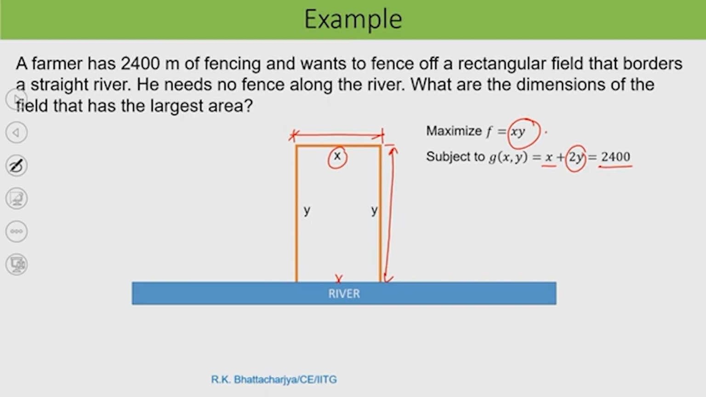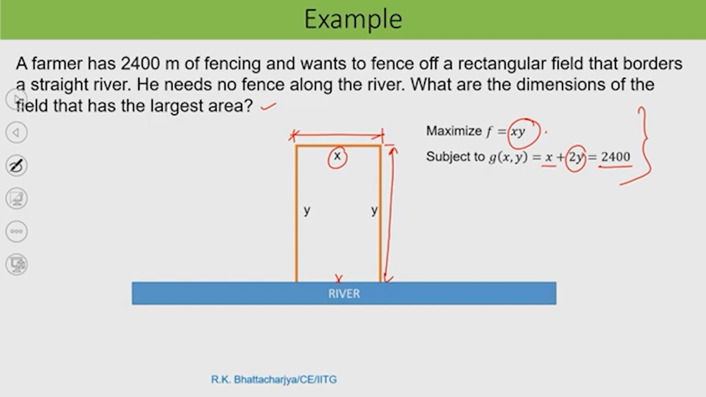So, therefore, x plus twice y equals 2400. Whenever you get a problem, you may not get it in mathematical form. Somebody will explain it, for example, that the farmer has 2400 meters of fencing, and he wants to fence an area. The problem will be described like this, and then we have to formulate the optimization model.